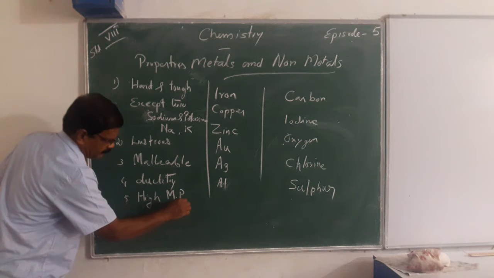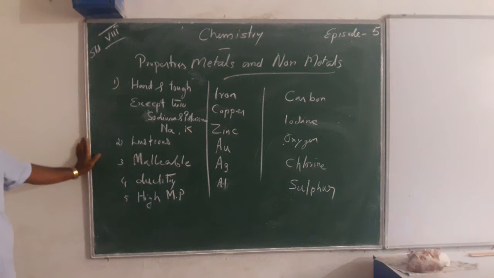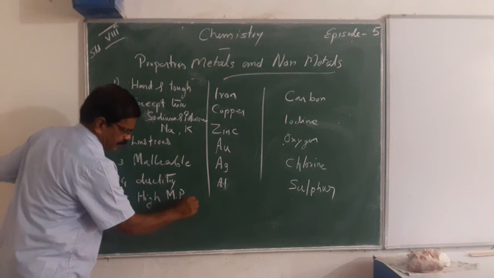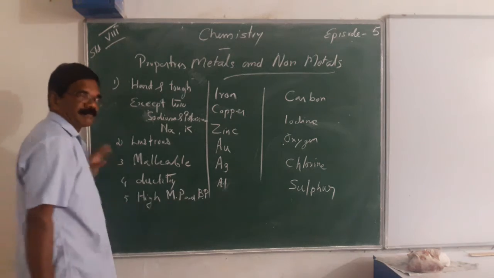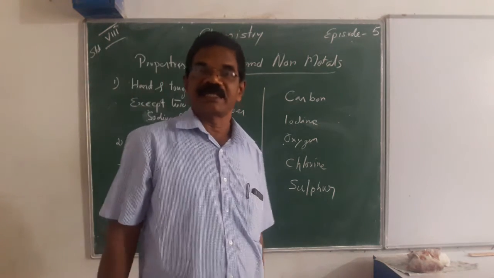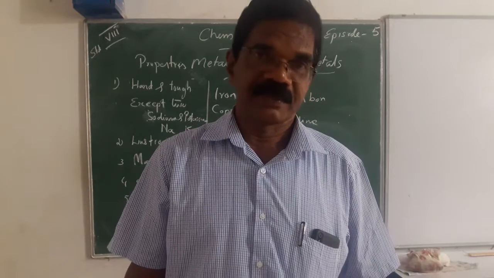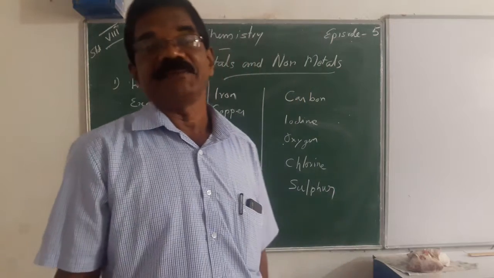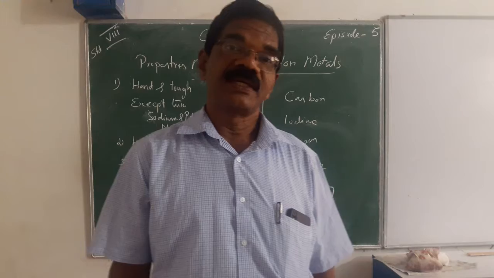What is the meaning of the melting point? The temperature at which a solid changes into liquid state. That is the melting point. And metals have a high melting point and high boiling point. What is the meaning of the boiling point? The temperature at which the liquid changes into vapor, the gaseous state. That is known as boiling point. Melting point means the solid state changes into the liquid state.